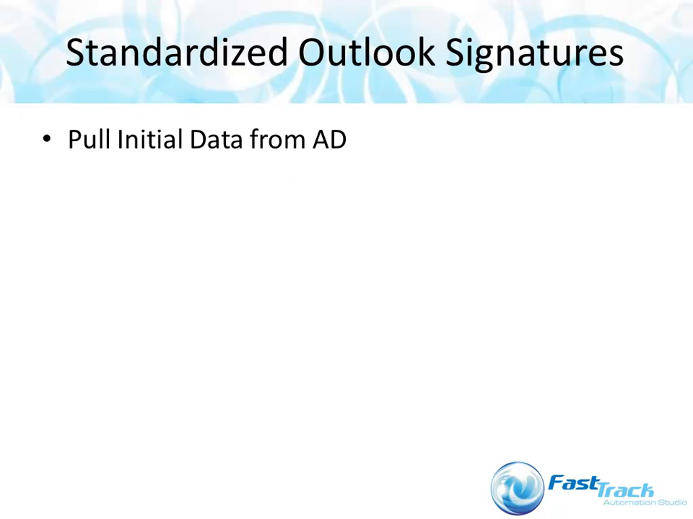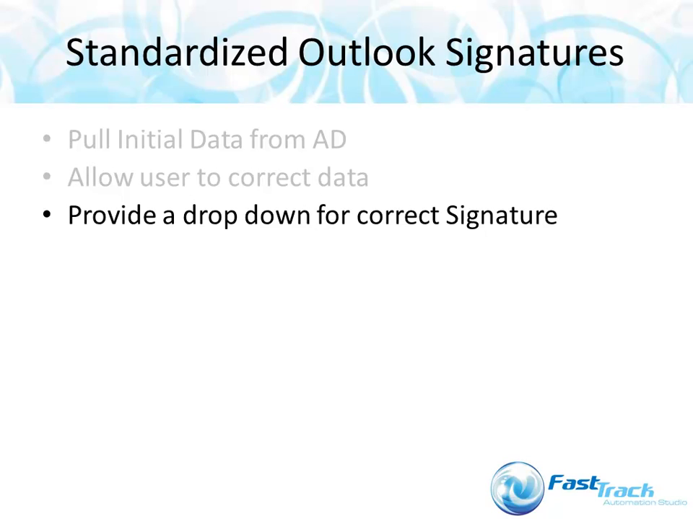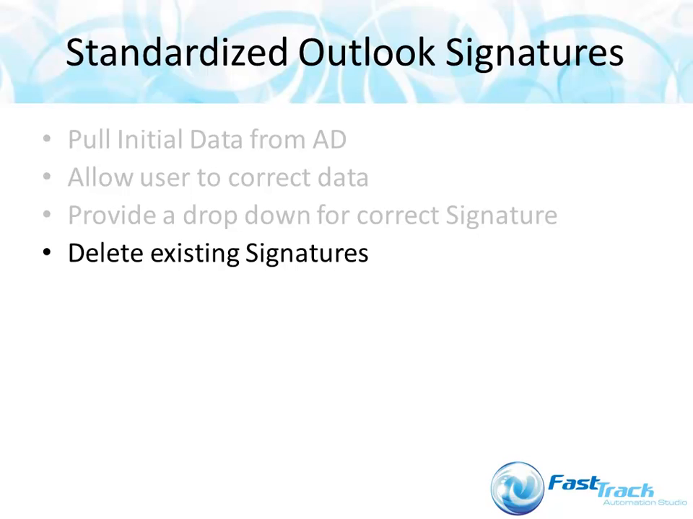So the first thing that FastTrack will do is pull predefined data from Active Directory. Then we'll present the user with a GUI interface to allow them to review the data and make any changes that might be necessary. We're also going to provide them with a drop-down that is going to ask them to choose their department. The department will dictate the appropriate signature to apply to the machine.